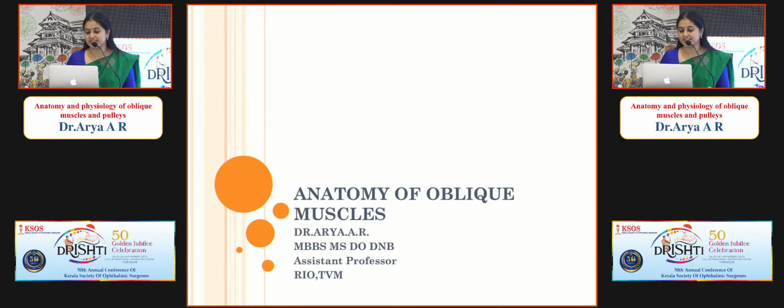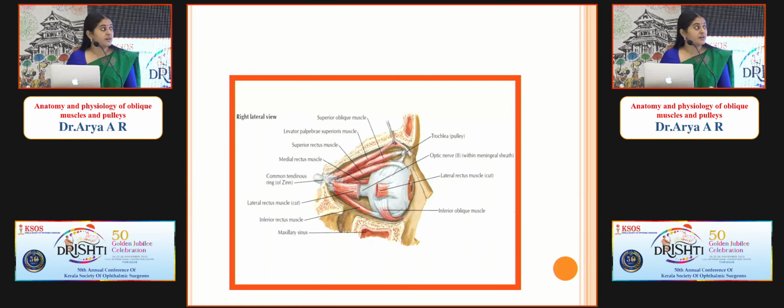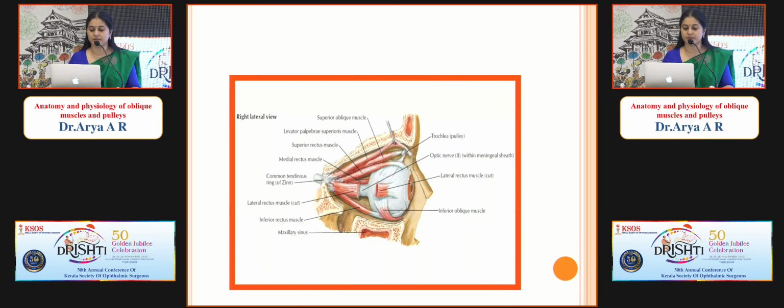My topic is anatomy of oblique muscles. This is a lateral view in which you can see the recti muscles coming from the common tendinous ring of Zinn and coming forwards, and superiorly you can see the superior oblique muscle and the inferior oblique muscle.